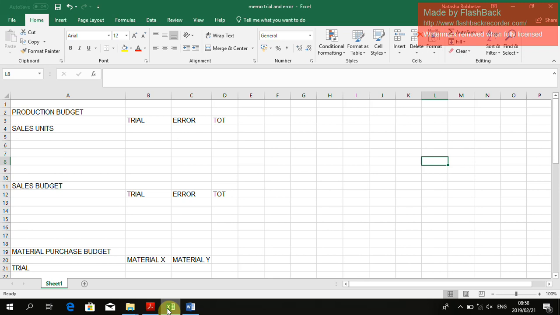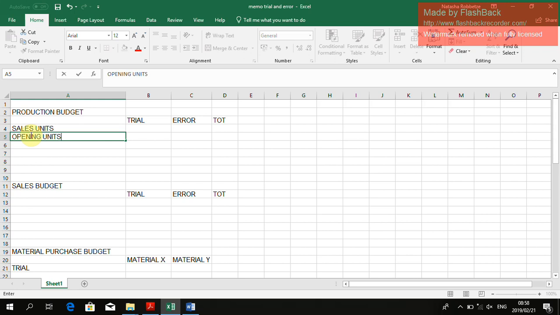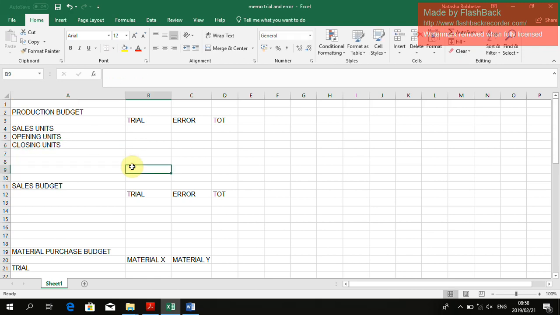It will give you a basic idea of where you need to start when you want to answer a question like this. The first required part of this Trial and Error question asked us to do the production budget. In the production budget, we're going to start with the sales units. We will deduct the opening units, and we will add back the closing units. I think sometimes there is a slight misunderstanding. Students don't quite understand why opening units should be deducted and closing units should be added back.